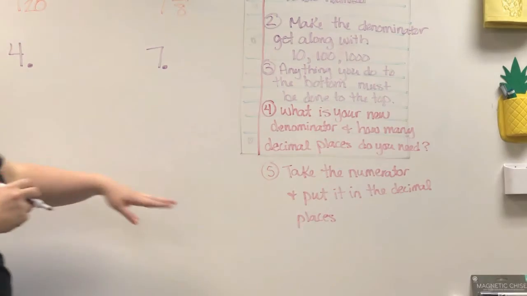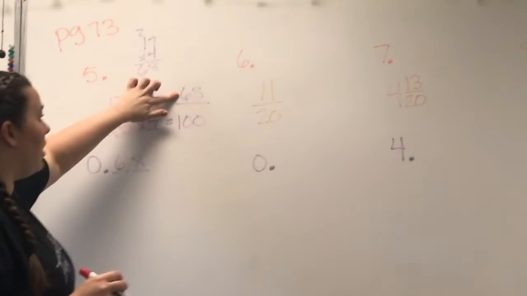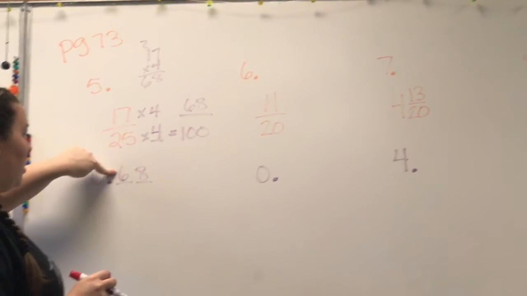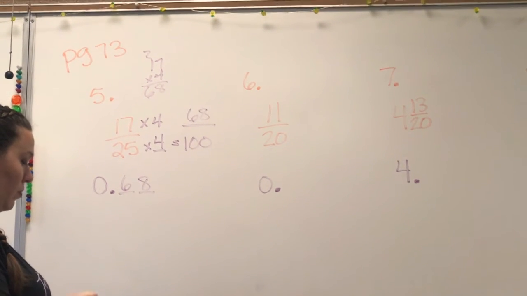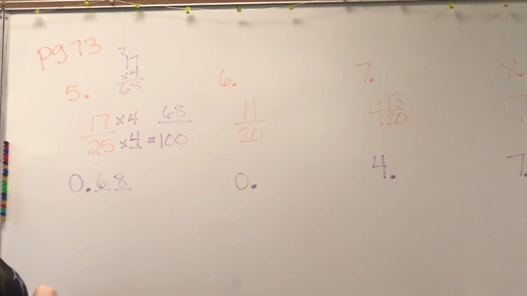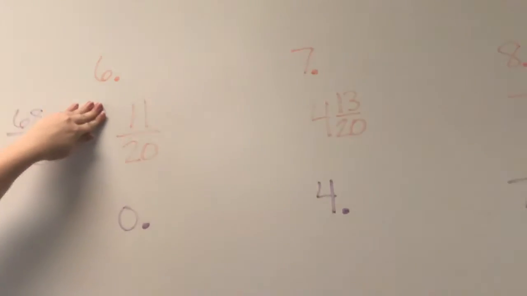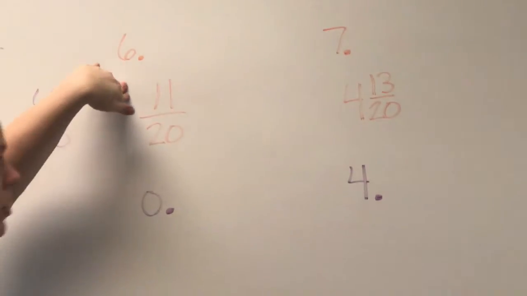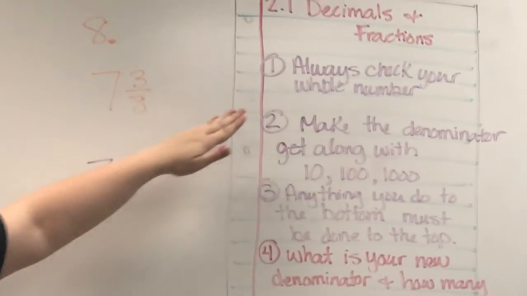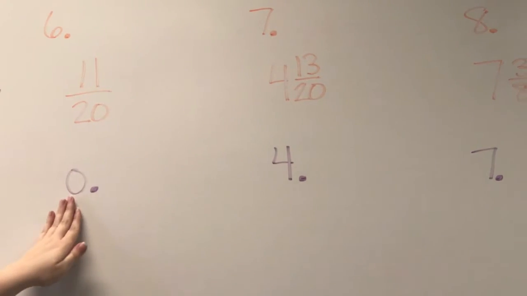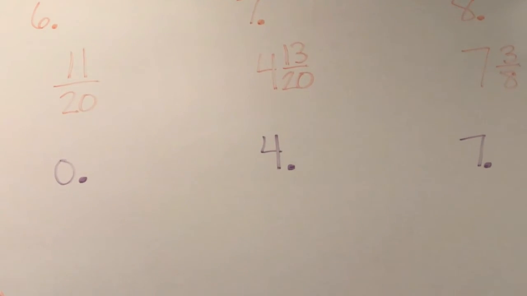Okay, so you're taking this 68 and you're putting it in that blank right there. Okay, so let's move on to number 6 example. Let's follow our rules. Always check your whole number. If there wasn't one, I got to put a 0 point. A 0 point.